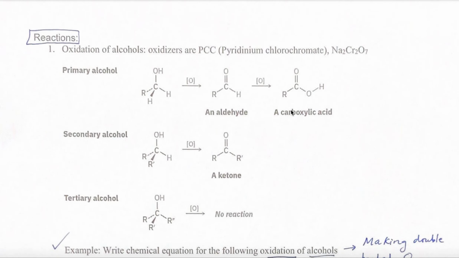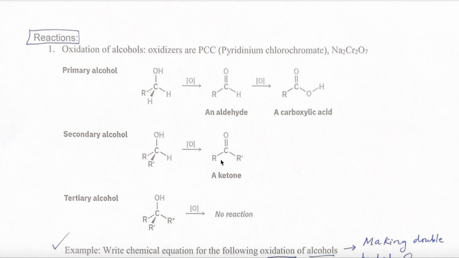In terms of reactions, we do have a few reactions that I would like you to know for the test, and be able to predict what the products are. First is the oxidations. Examples of oxidizers are PCC, that's pyridinium chlorochromate, or sodium dichromate. When you oxidize a primary alcohol, you turn that into an aldehyde. If you keep oxidizing further, that's going to turn to carboxylic acid. So know that, okay? General idea.